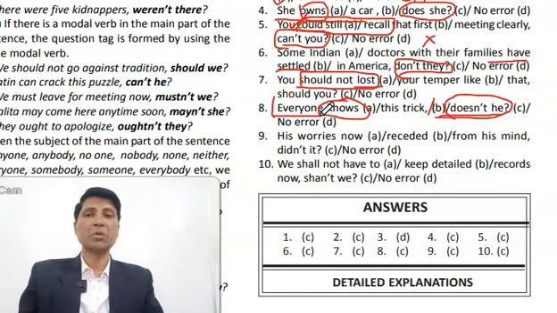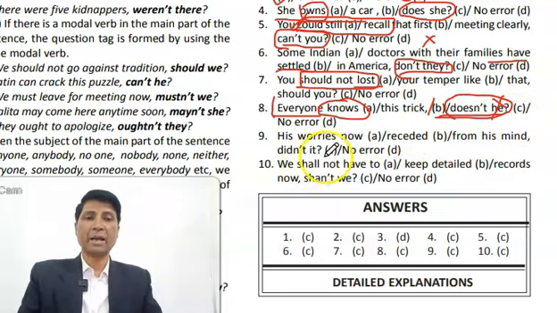In our previous class we have studied that if a statement begins with an indefinite pronoun like everybody, everyone, somebody, someone, then the pronoun of that question tag should be they, not he. So here he should be replaced with they, and this doesn't should be replaced with don't. So the correct answer should be everyone knows this trick, don't they? So replace doesn't he with don't they.